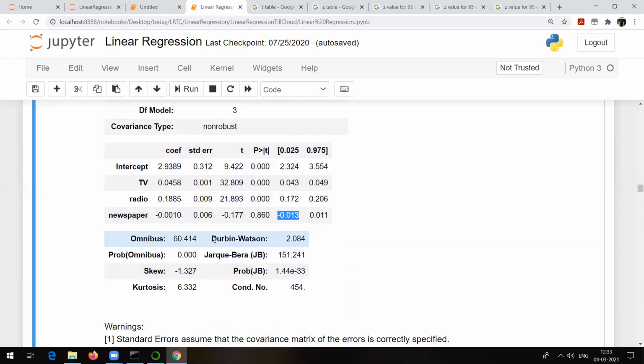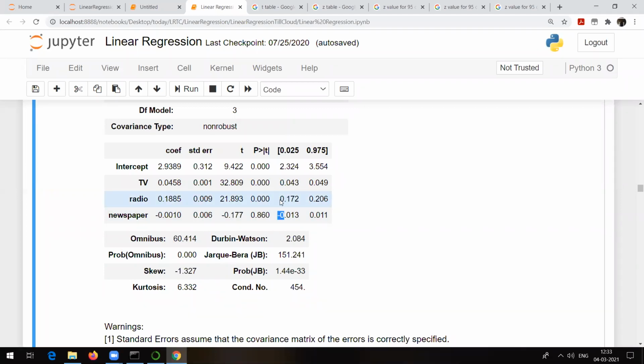And what is the Durbin-Watson coefficient? What is Omnibus, Jarque-Bera? These are nothing but again some of the coefficients, some of the statistics which we make use of for other algorithms. Actually, we'll be talking about this one maybe in SVM. We haven't talked about this, but for now the important point for you is this one.